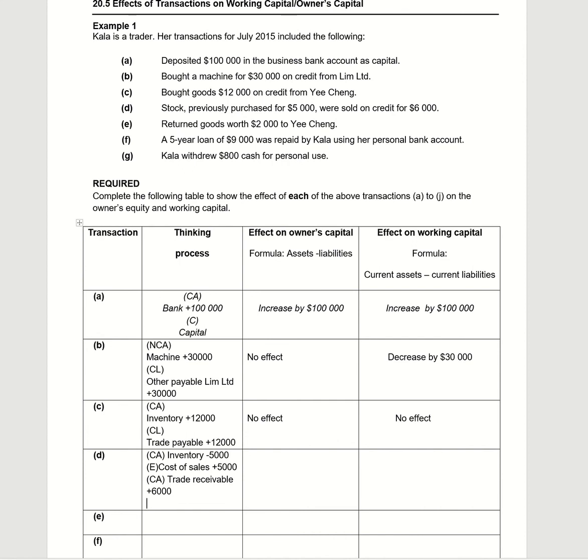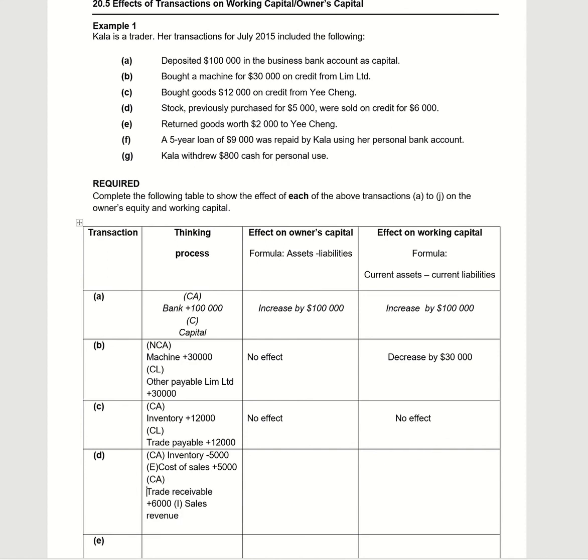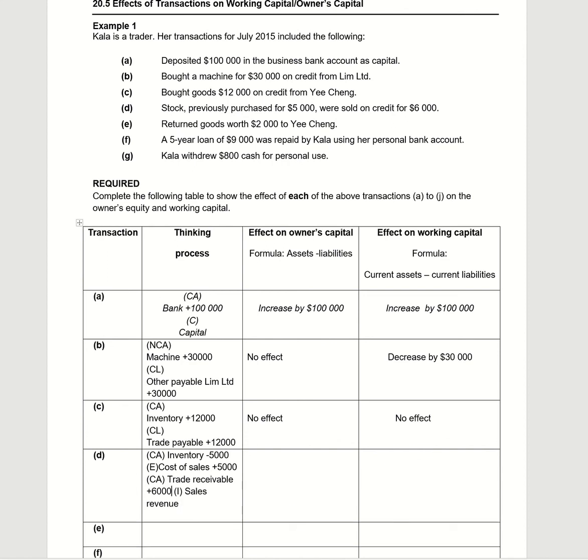What do we call this? This is our income. And in income, usually we have a name for it. We call it sales revenue. So now, if you look at what you have here, sales revenue also plus 6,000.